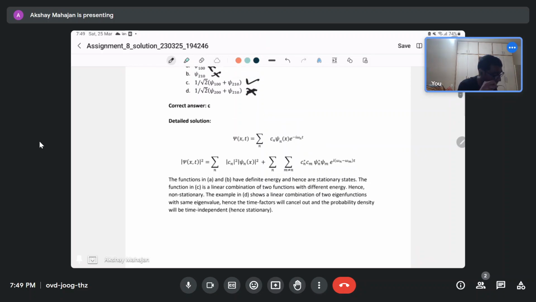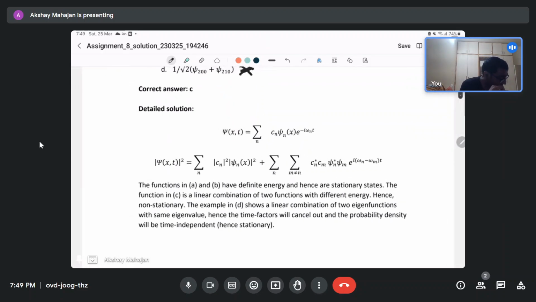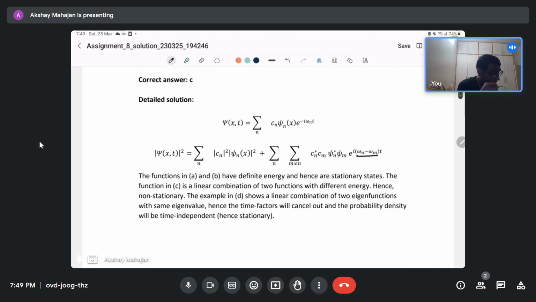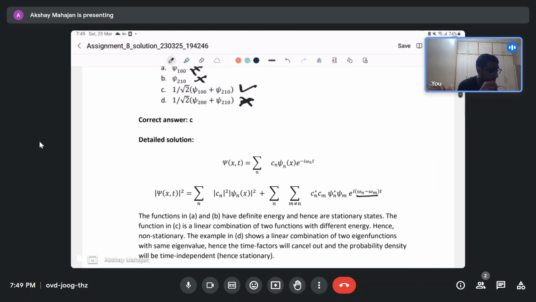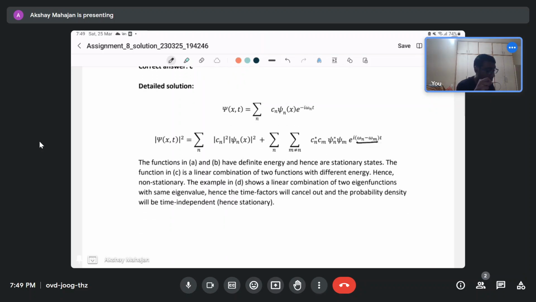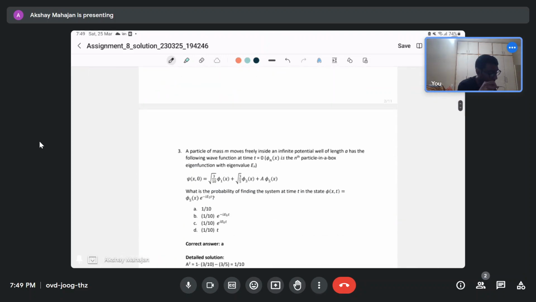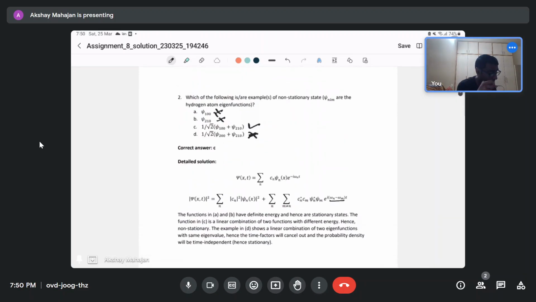Okay, the time factor, as you can see, is given by omega n minus omega m. So this time factor will be cancelled out in case of D, and thus there will be no time component. But in case of C, since these are different energies, this will not cancel out, and we will get a non-stationary state. In D the time factor cancels out and the probability density will be time independent, hence stationary. Alright. So that's why the answer is C.